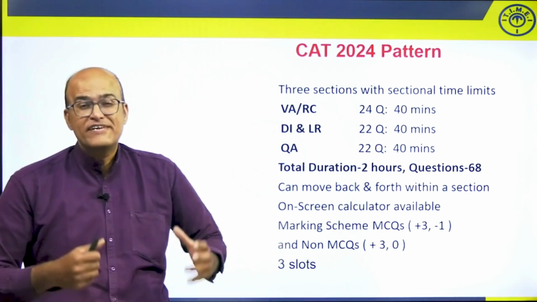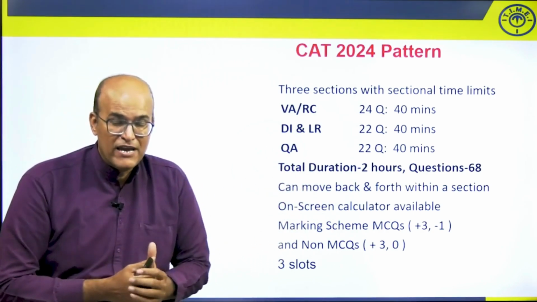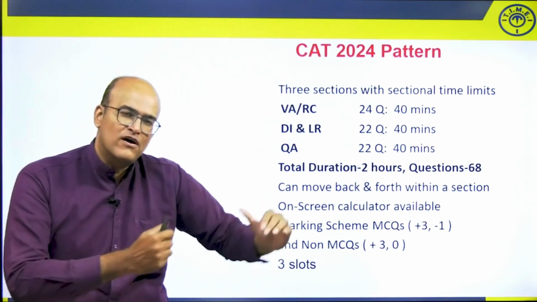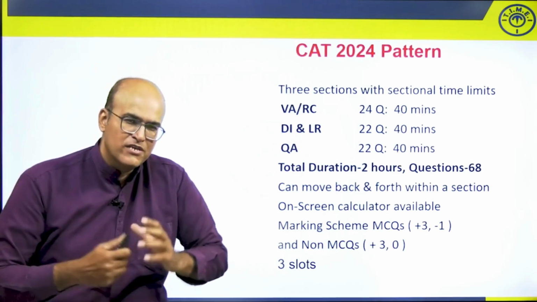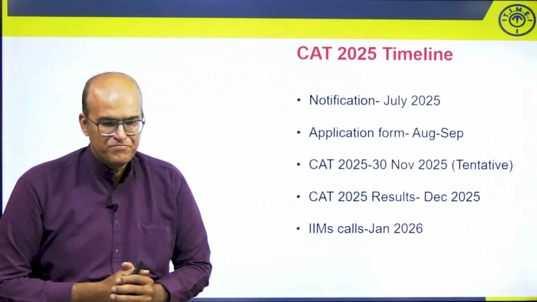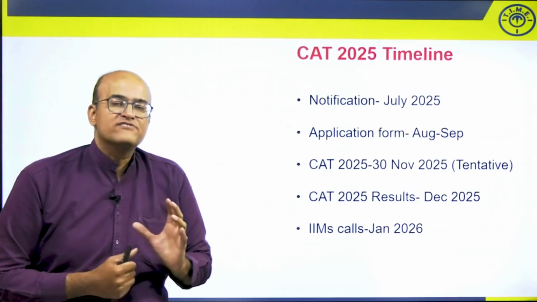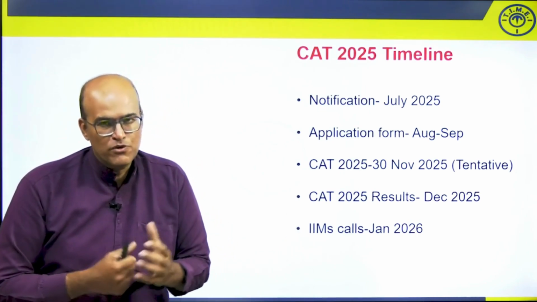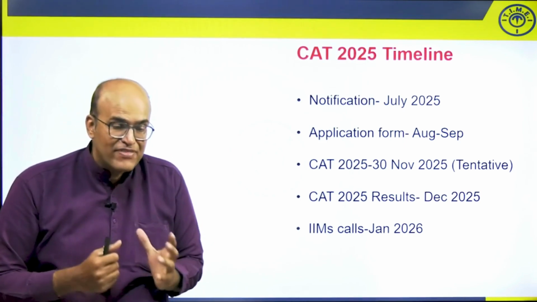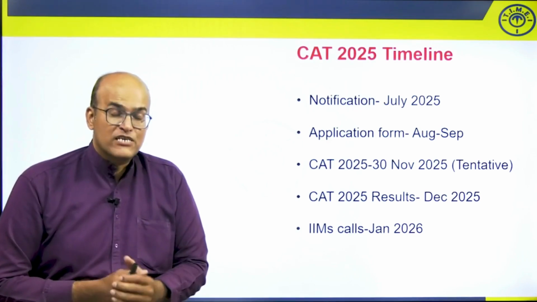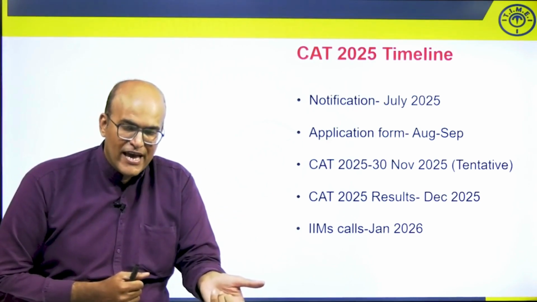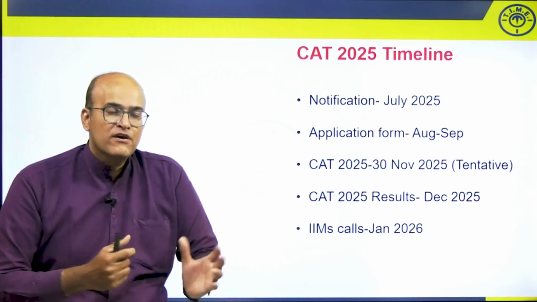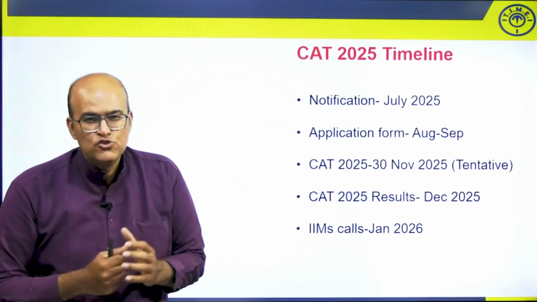Now, let's talk about the tentative timeline of CAT 2025. I want to reiterate, this is a tentative timeline. This is not the officially revealed information, but based on our observation of the last few years of the CAT examination, this could be the tentative timeline. Now, the notification of the examination is expected to be out in the month of July 2025. Advertisement of the CAT examination would be released in major newspapers, and then the application form is expected to be made available from the first week of August and is supposed to continue till mid-September. So around a month and a half is the duration in which the CAT application form is expected to be sold.